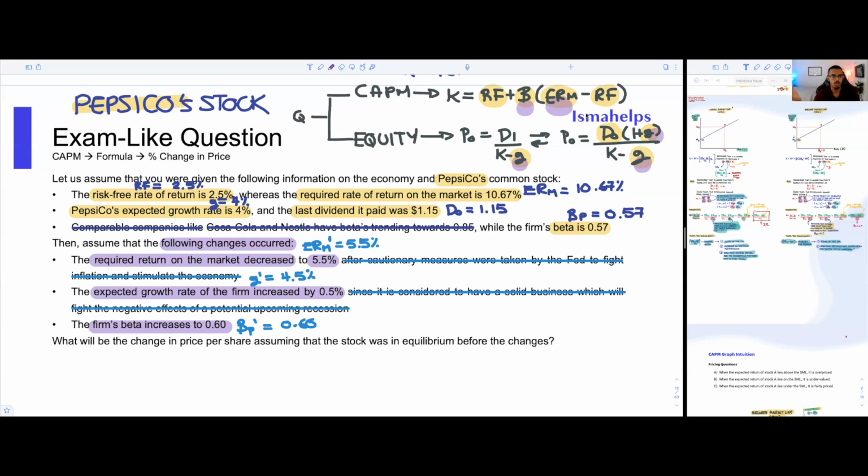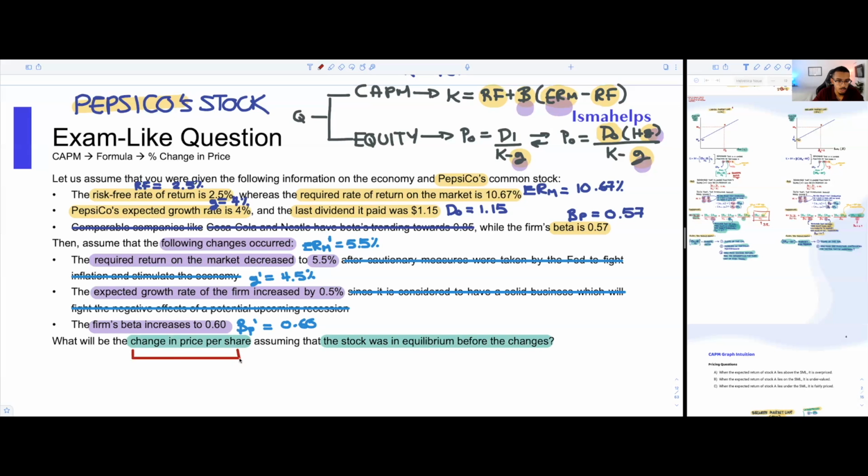Okay, pretty normal stuff. Now we're gonna read the mission, the prompt, the real problem that we have here, and then we're gonna do a quick summary on what's the information that we just described and why it matters. So if we look at the call to action here, it's telling you: what will be the change in price per share, assuming that the stock was in equilibrium before the changes. I think there's one part that really should stick out to you. We're talking about this change in price. So let me just highlight that. We're looking at the change in price per share.